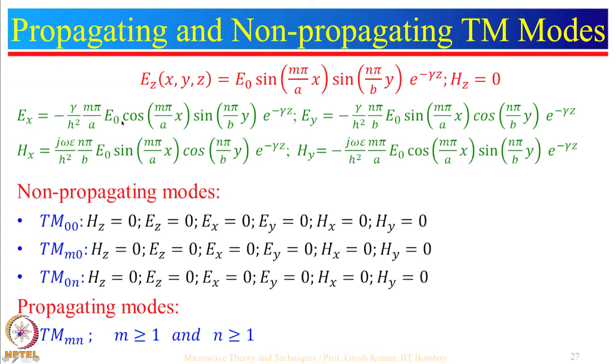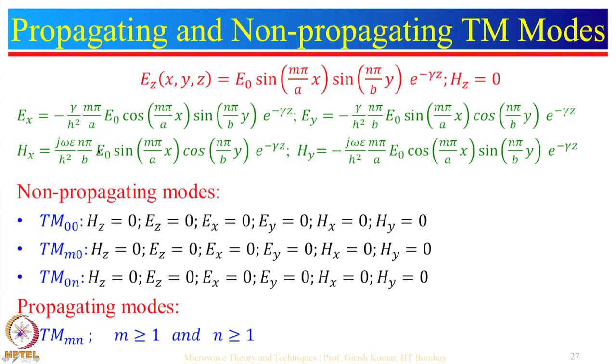Similarly, Ex will be 0 into something, 0, and Ey will be 0, and like this. So all the field components in TM00 mode are 0. So there will not be propagation of electromagnetic wave. Similarly, if we put n equal to 0 and m can be anything, then this will be 0. If we put n equal to 0, then we will get sin 0 here. So Ex is 0. Put n equal to 0 here, then 0 into something, Ey will be 0.